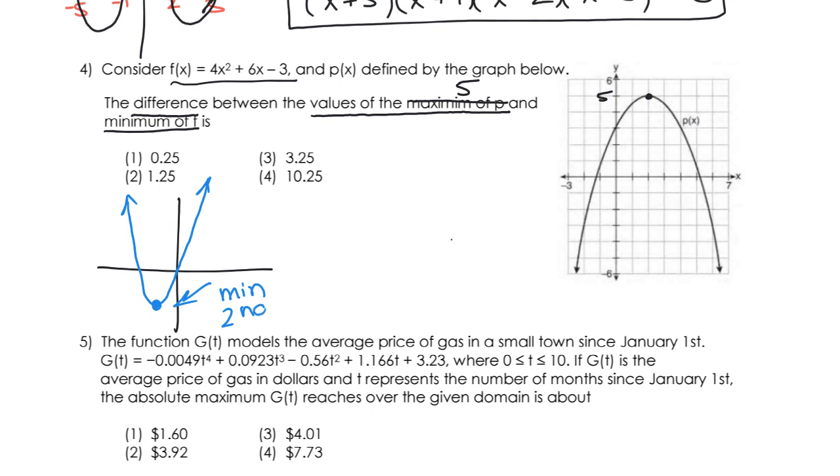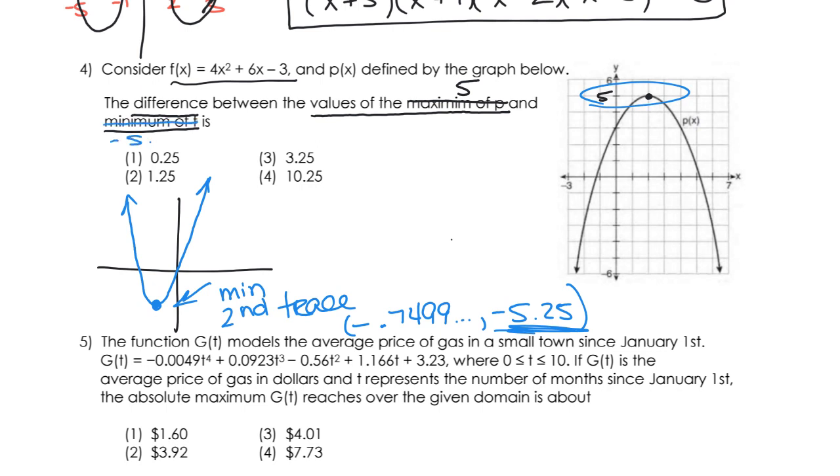So I'm going to go and hit second, trace, to get my calculate menu. And I'm going to go down to number 3, which says minimum. And we did this on the front side of our notes. It's going to ask for a left bound, so put the cursor on the left side of the minimum, right bound, and then guess in the middle. And it looks like our minimum is at -0.75, 0.7499 dot dot dot, comma, negative 5.25. All right. Remember, the minimum is the y coordinate, just like our maximum here was our y coordinate of 5. Okay. So now we know our minimum of f is negative 5.25.